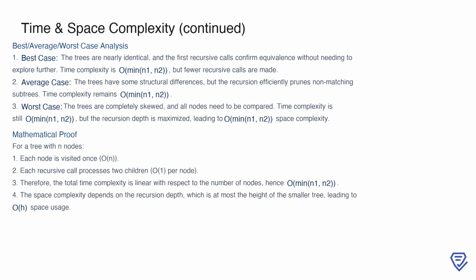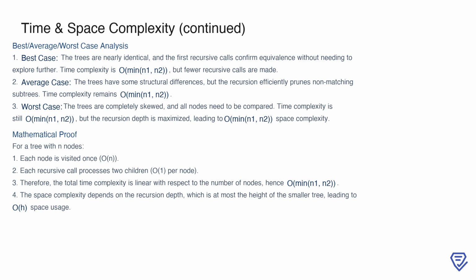The best, average, and worst-case scenarios for this algorithm help us understand its efficiency under different conditions. In the best case, the two trees are nearly identical, and the initial recursive calls quickly confirm their equivalence without needing to explore further. While the time complexity remains O(min(n1, n2)), fewer recursive calls are needed in such cases. In the average case, the trees may have some structural differences, but the recursion efficiently prunes subtrees that don't match, maintaining the time complexity at O(min(n1, n2)).